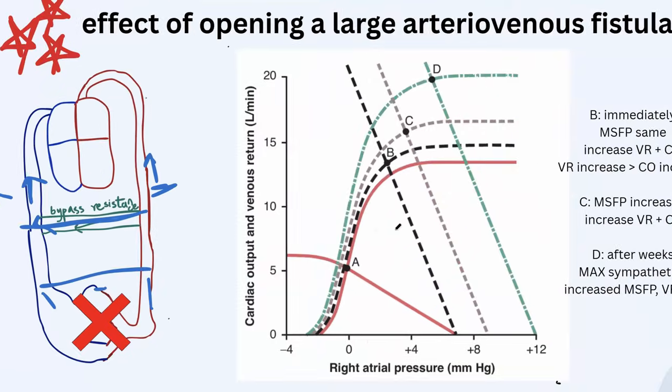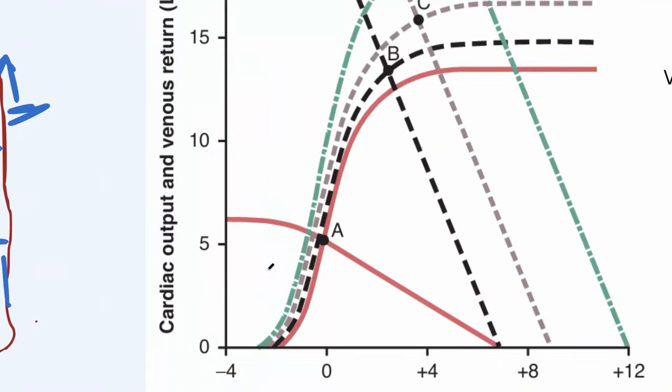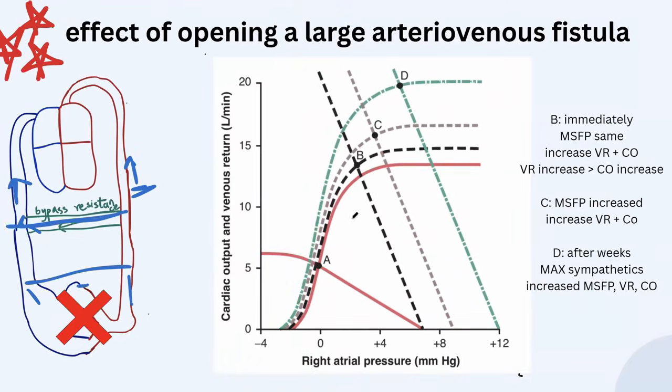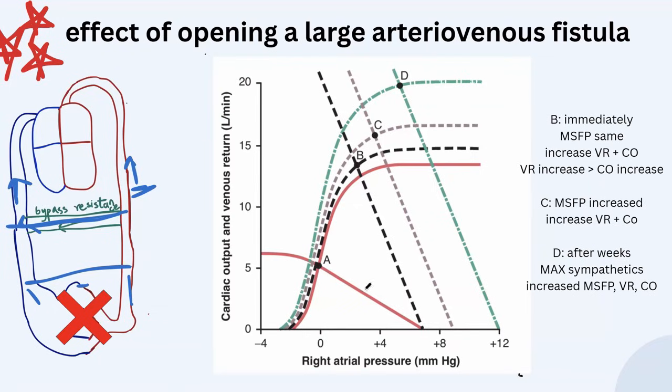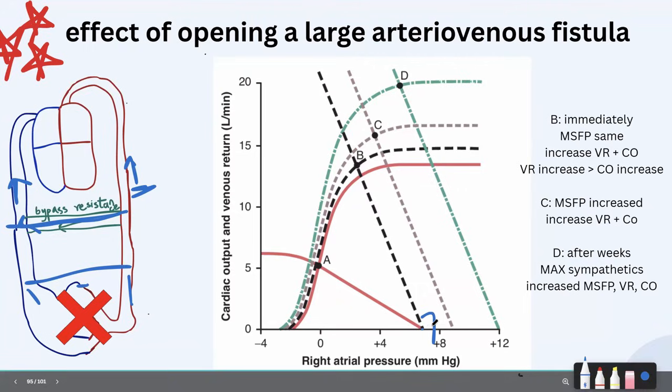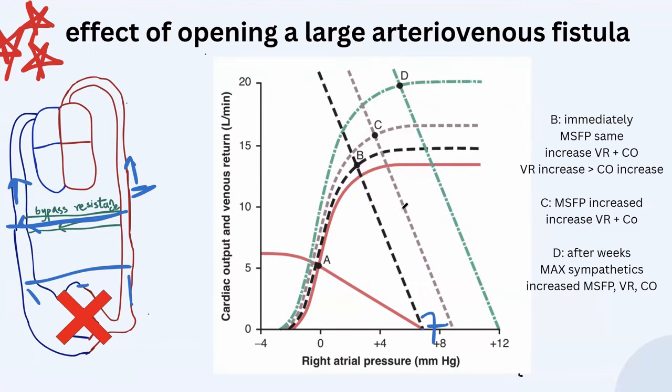In this case of a fistula, this looks like a lot, but it's okay. You just have to take it step by step. The red curves are the normal curves. You can see over here, right atrial pressure is 0, the cardiac output or the venous return is 5, and MSFP is 7. Just familiarize yourself with that. Immediately after you open the fistula, as you connect the artery with the vein, what is going to happen? The black dotted lines are the next step.